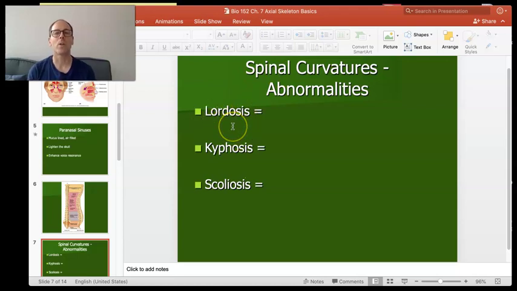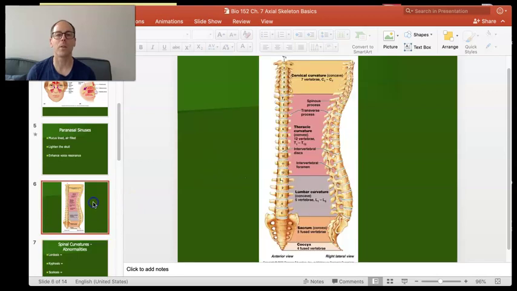But you can also have these two. This first one, lordosis, that's where you get an over-curvature in the lumbar region. Down here, the lumbar curves out this way, and so that causes your hips to tilt forward. You see this a lot in pregnant women, actually, because of the increased weight in the abdomen from the developing baby, from the extra amniotic fluid, that pulls the lumbar vertebrae forward, and they get lordosis.